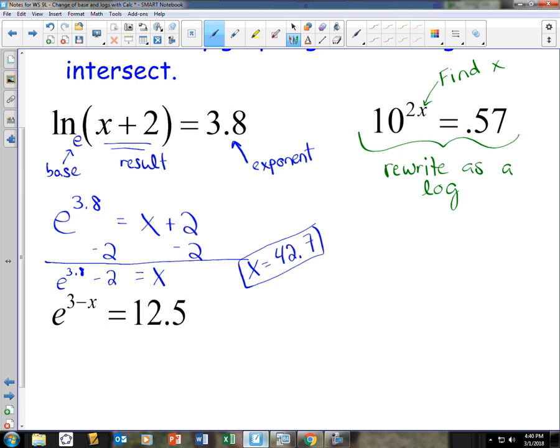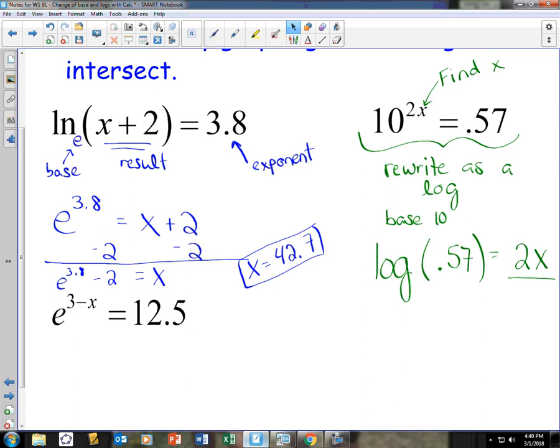All right, so when I rewrite this as a log, here it is. I've got base 10. So it's going to be log, common log, base 10. And a log is an exponent. So the exponent of 2x goes over here, and the 0.57 goes here. And now I have something that I can do with my calculator, right? This I can evaluate in my calculator.